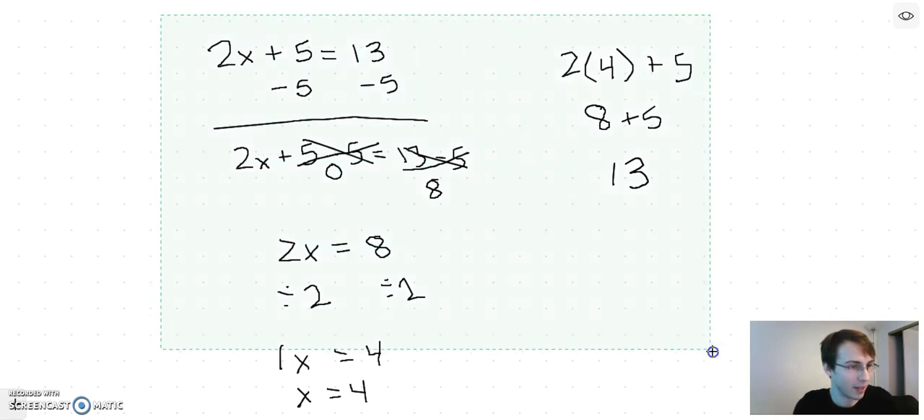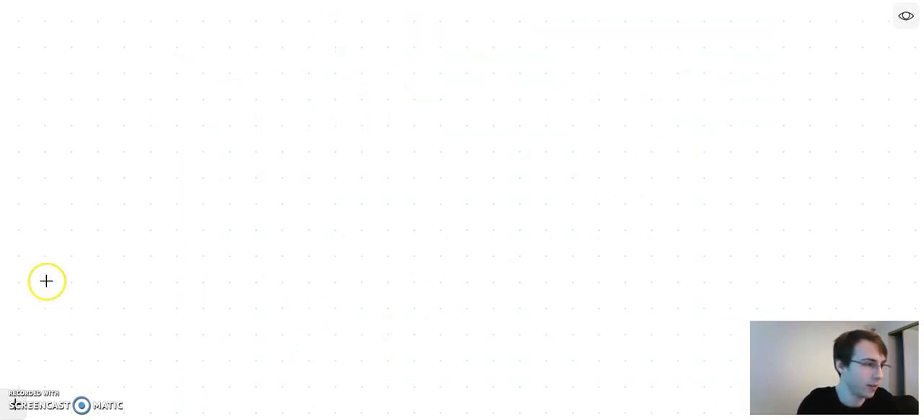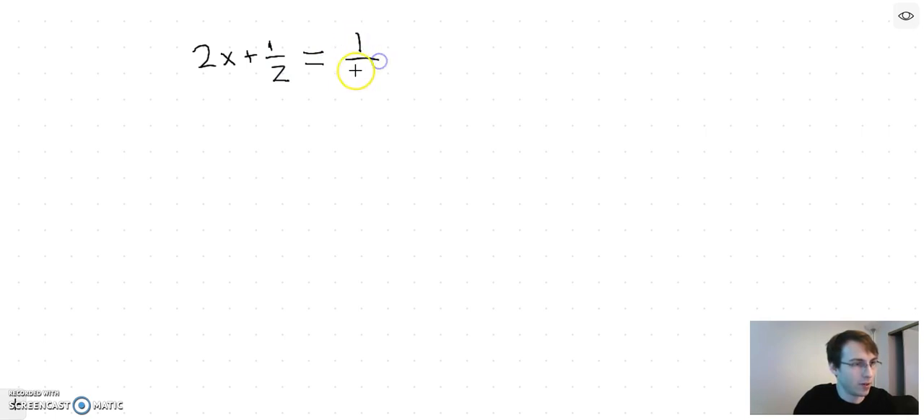How about something like, let's make this a tricky one. What if we make this like 2x plus a half equals 1/3 plus 5x.